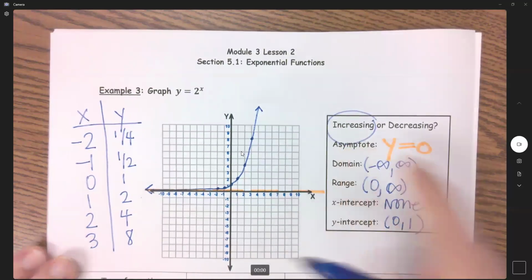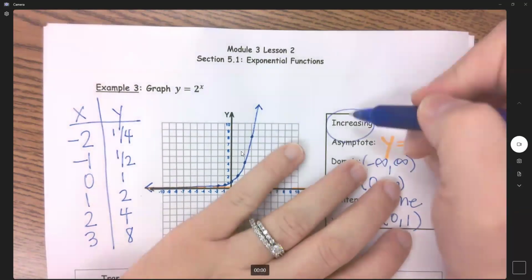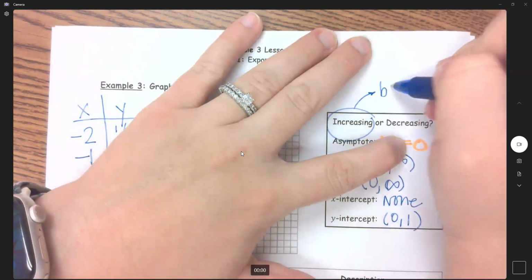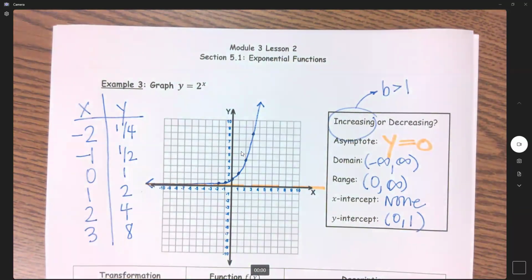Oops, shared the wrong thing. Let's try this. So anytime we are increasing, when my base is greater than 1.